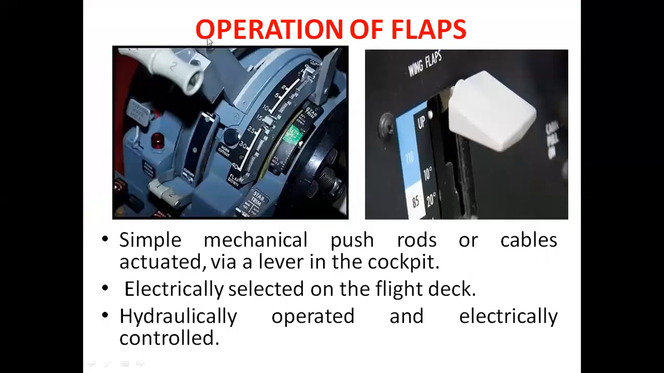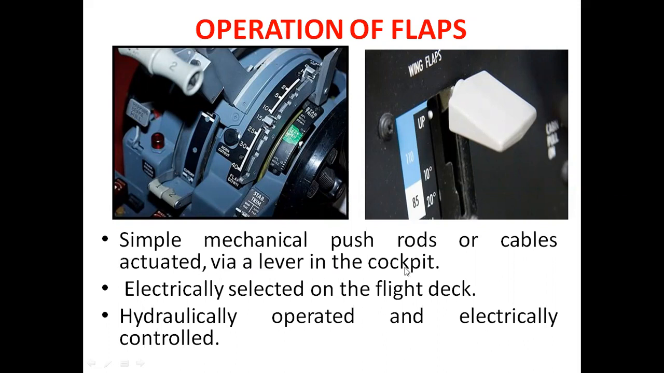Now come to the next slide. Operation of the flap. Flap can be operated by three mechanisms. Number one, by simple mechanical methods, in which we use a push-pull rod or control cable. The flap will be actuated with the control cable mechanism. For that, we should have a lever in the cockpit. The lever will be operated from the cockpit. Now, the flap will get deployed.